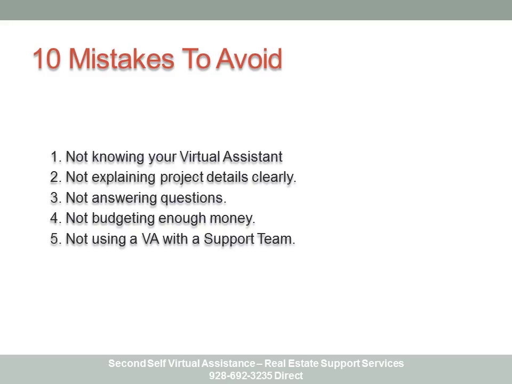Number 4 would be to not budget enough money. Determine if your VA works per project or per hour. Determine what the project will cost from start to finish and clarify exactly which services they are providing. The 5th mistake to avoid is not using a VA with a support team. It's wonderful to find a single VA who works efficiently. However, if your real estate support needs are bigger than just one VA can handle, it's important to hire a multi-virtual assistant company who already has several VAs helping them stay on target with their clientele.